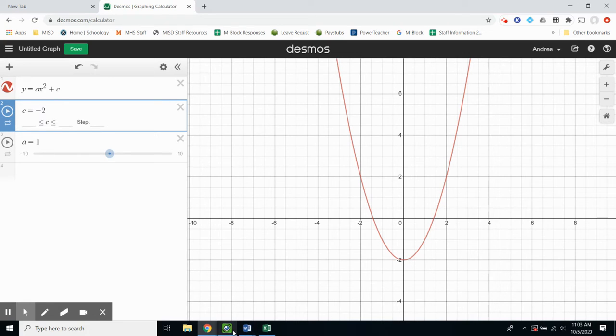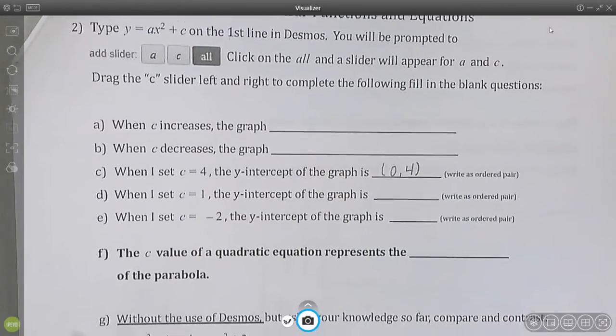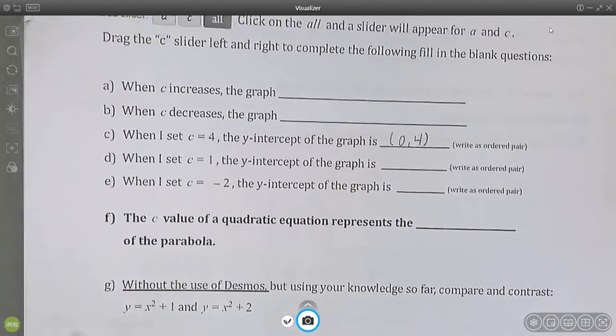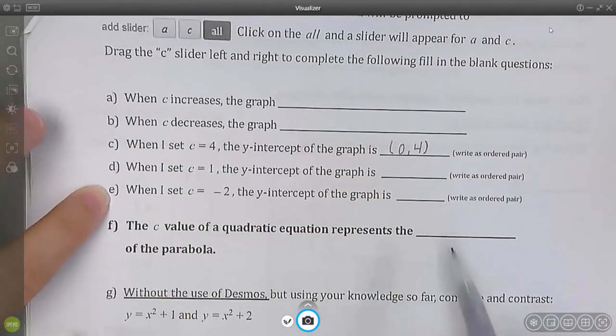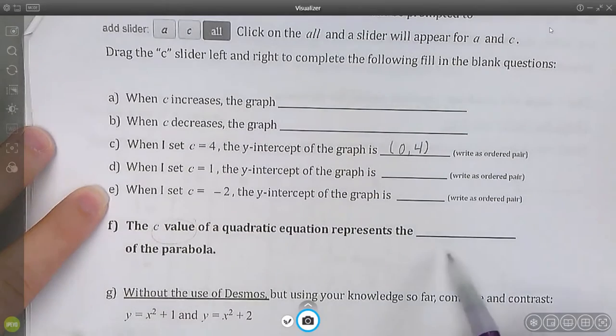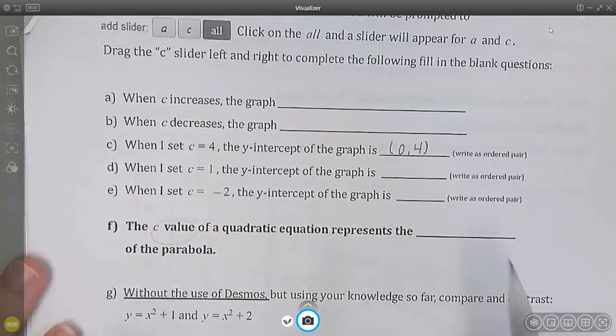The next question asks, the c value of a quadratic equation represents the blank of a parabola. All right, we just did this in C, D, and E. So the c value represents what of the parabola? Again, we just did it up here, so you should be able to fill in that blank.